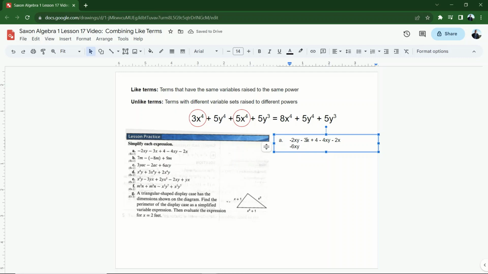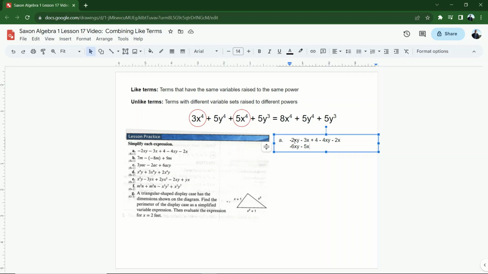Can I do anything with this minus 3x? Well, later on there's a minus 2x. So I have minus 3x. I look to the sign up front for the sign that I'm going to include. Minus 3x minus 2x is minus 5x. I combine these because they have the same variable set. All I'm doing is adding or subtracting the coefficients. Notice I subtracted the coefficients.